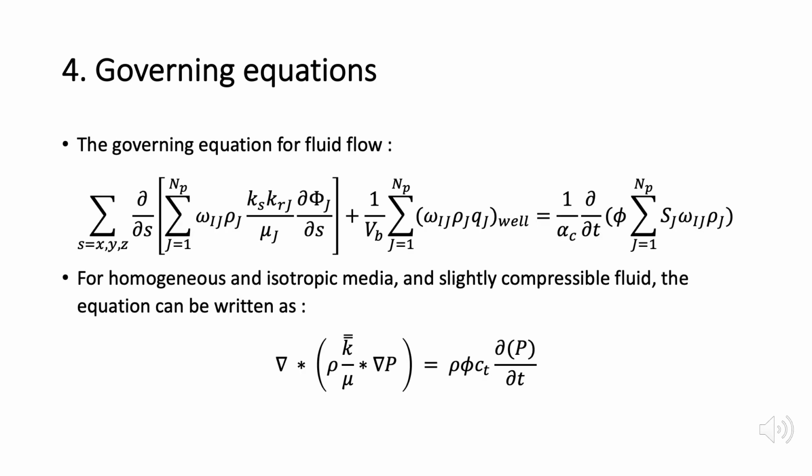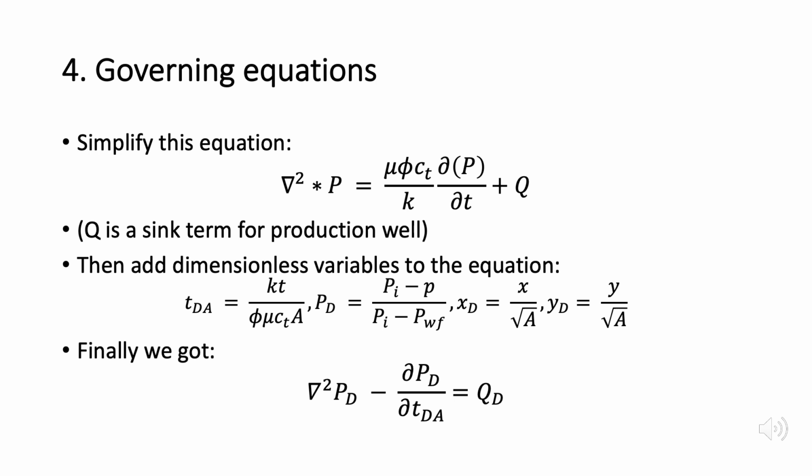Then, as we know, the governing equations for fluid flow in wells. We assume that it's a homogeneous and isotropic medium and a slightly compressible fluid. The equation can be rewritten as follows. Then, simplifying the equation, we have our result, and Q is a sink term for the production well. Then add dimensionless variables to the equations, and replace them with the values in the former equation. And then we got the equations below.